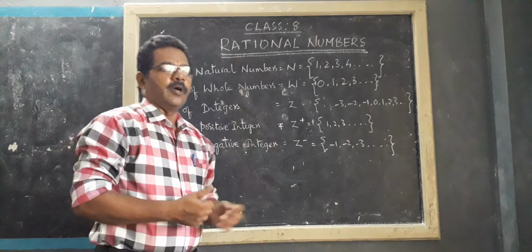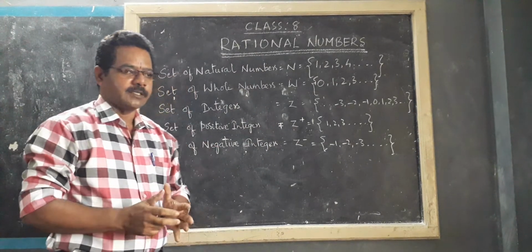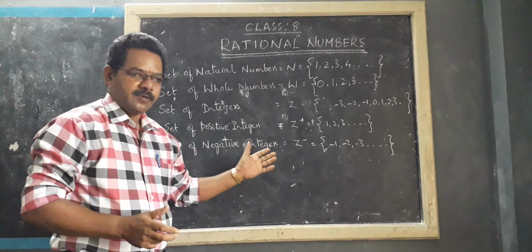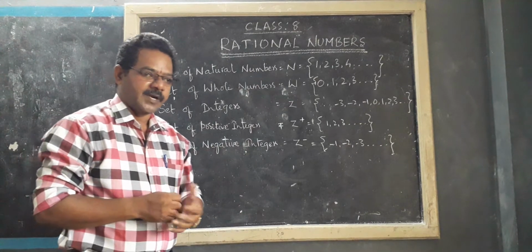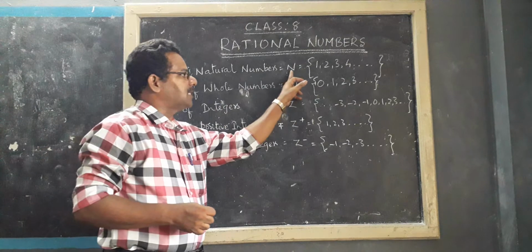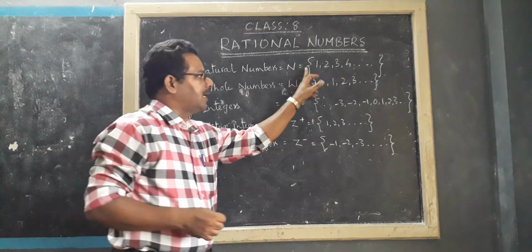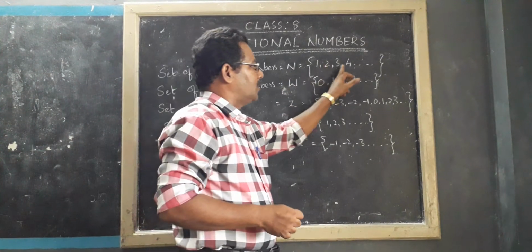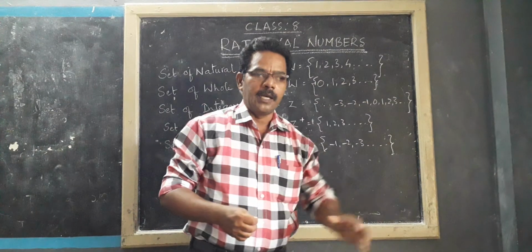Before knowing the rational numbers, we have to understand the number systems. We learned different number systems in the previous classes. The first one is the set of natural numbers. The set of natural numbers is denoted with N, and it starts from 1, 2, 3, 4 and so on. Unlimited numbers are there.